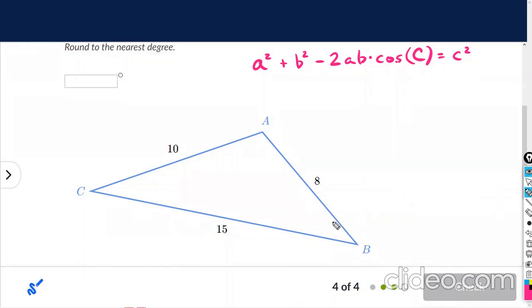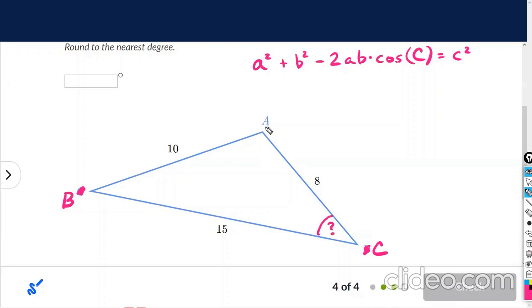So now, since they wanted us to find angle B, I am going to relabel the vertex at B. I'm going to scratch that off and label it angle C. And then of course angle C will become angle B, but we don't need to worry about that. Just angle C is all we're looking for.